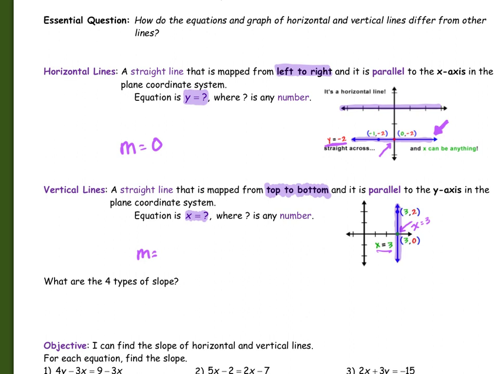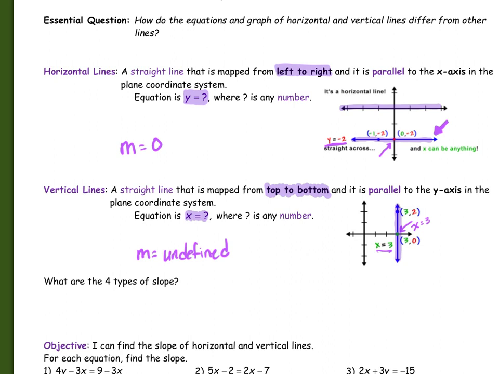If you're skiing and you ski off the slope, the slope of that is so steep you become undefined, because it's straight up and down and you're just going to crash, right? So you can kind of think of it that way. I'm not a skier, but it kind of works that way. So, undefined. All vertical lines are undefined.